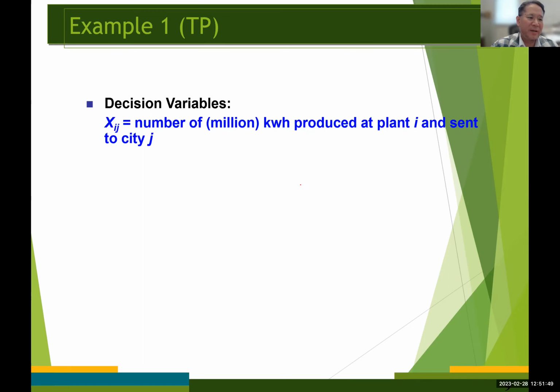So in our case, we could define a variable for each decision that the power company must make, because the power company must determine how much power is sent from each plant to each city. We define an X variable. So the X variable has 2 subscripts, x_ij, that represents the number of million kilowatts produced at plant number i and sent to city number j.